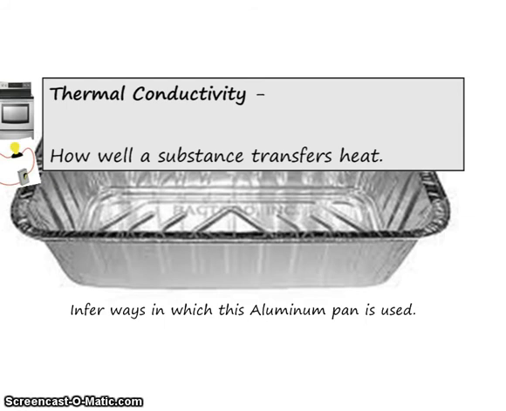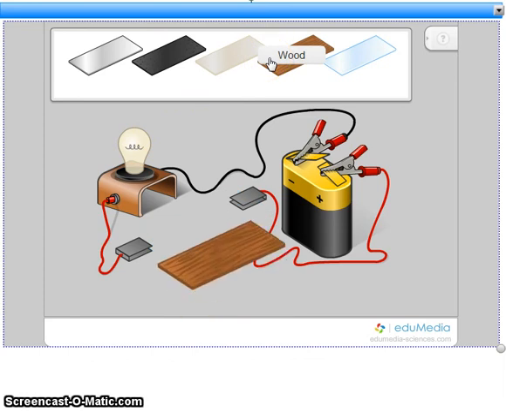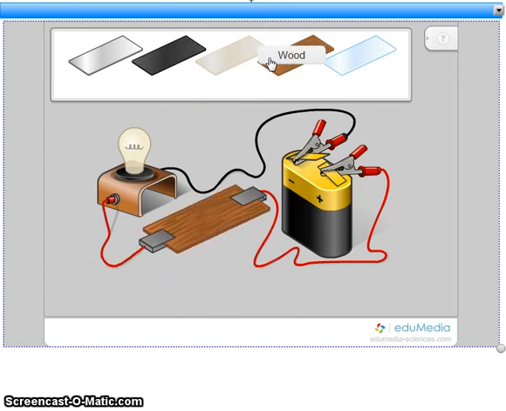Heat is not the only thing that can be conductive. Also remember we have electricity. Electrical conductivity is another part of a physical property. If you look here, you can see that there is glass in between these 2 wires. Notice that the light bulb is not illuminated, meaning that glass is not electrically conductive. Let's try wood. If we were to put wood between the 2 wires, you would see that also the light bulb does not light up. Why? Because wood would be considered an insulator.